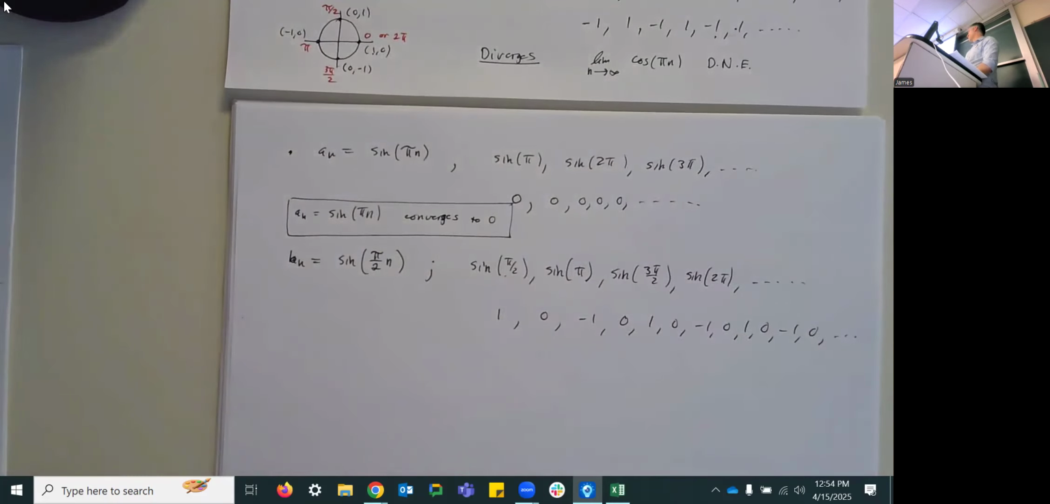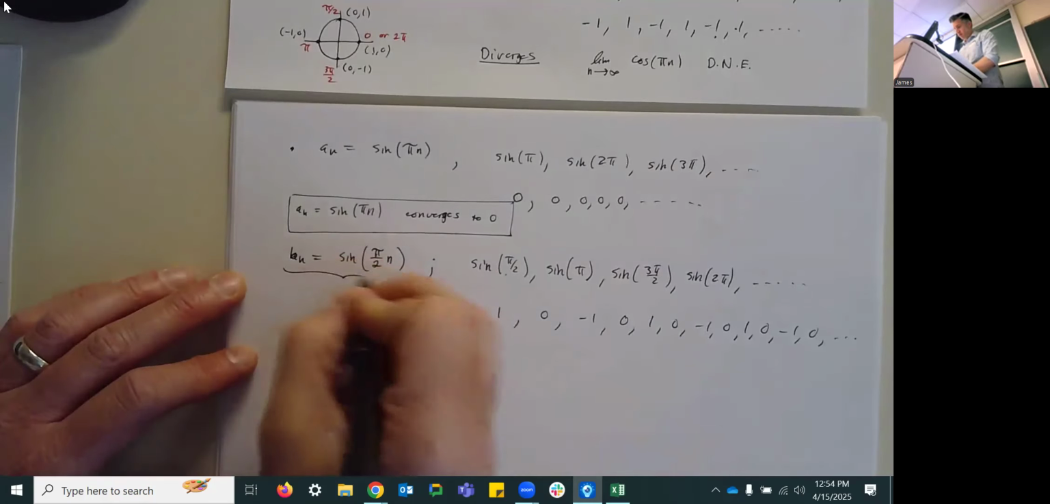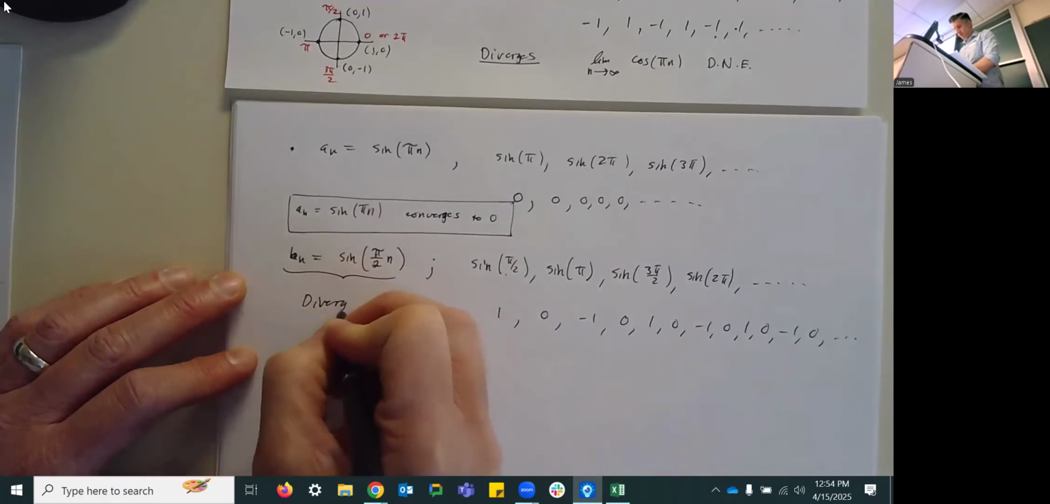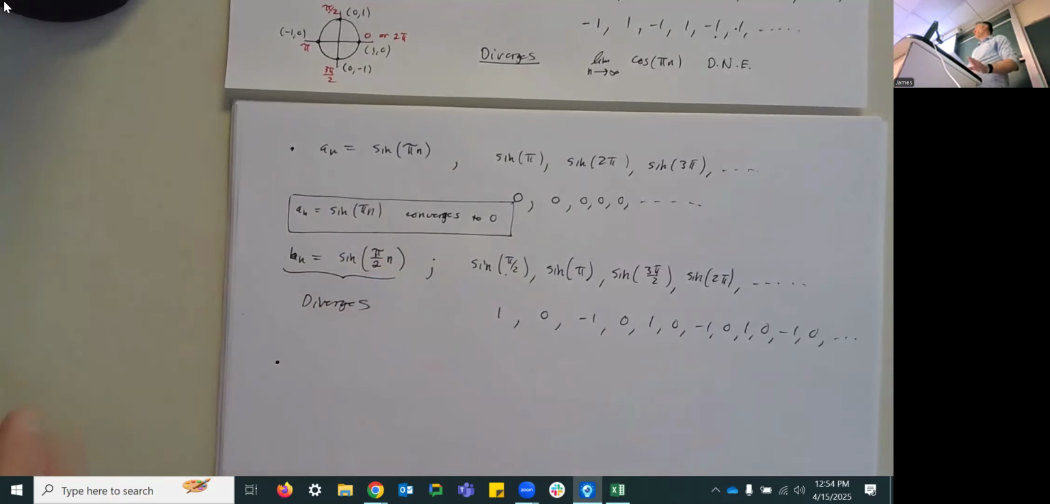And similar-ish to the cosine one that diverged, this one's also divergent because we're not getting close to any particular number. We're just bouncing back and forth between 1, 0, -1, 1, 0, -1 forever and ever. So this one diverges. So one way a sequence can diverge is if it keeps bouncing back and forth, or oscillating, between 2 or more different values, like these last couple of examples here.